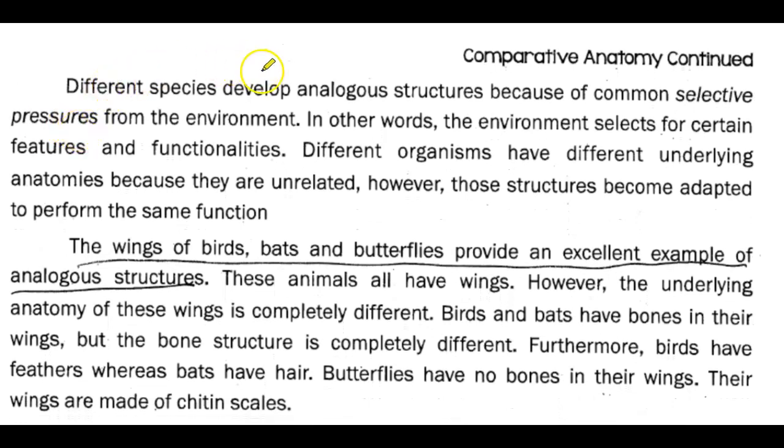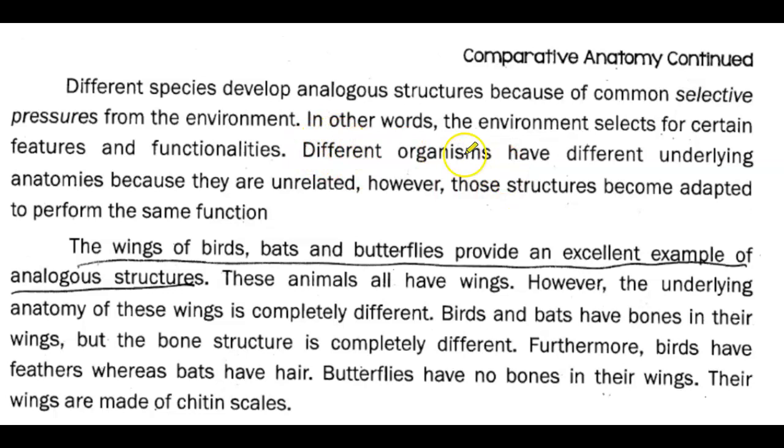Okay, it says different species develop analogous structures because of common selective pressures from the environment. In other words, the environment selects for certain features and functionalities. So if you have to fly to get food, all the animals need that function. They've got to be able to fly. But because they start with different body parts and they have different mutations, those body parts are all going to change independently from each other.